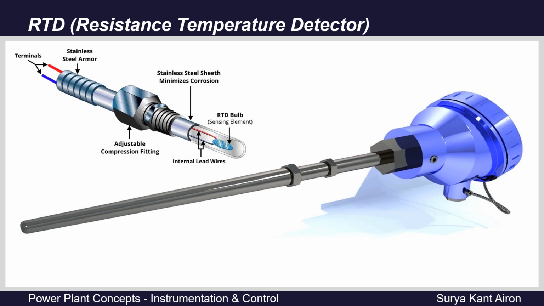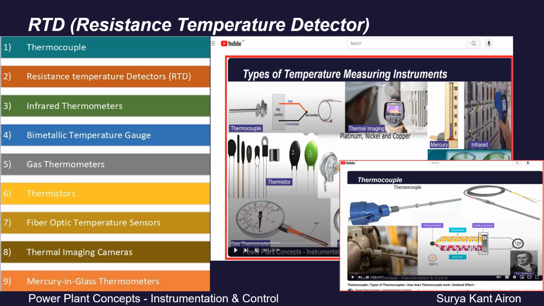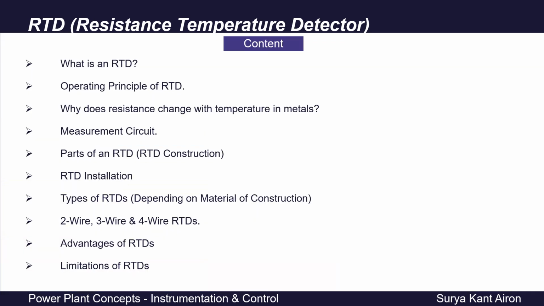In our first session on temperature measurement, we discussed the various types of temperature measuring devices used in a power plant. Then our next session was focused on thermocouples in detail. In this session, we will discuss RTDs, that is resistance temperature detectors, in detail.